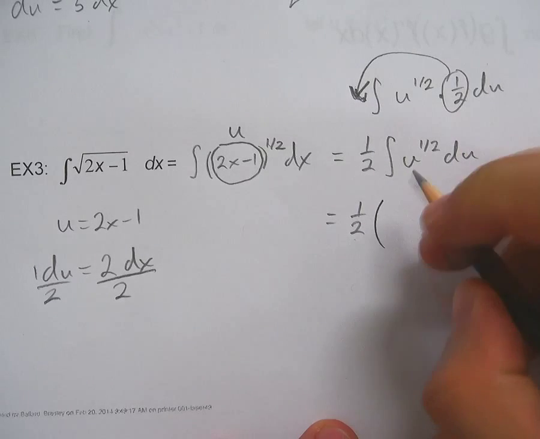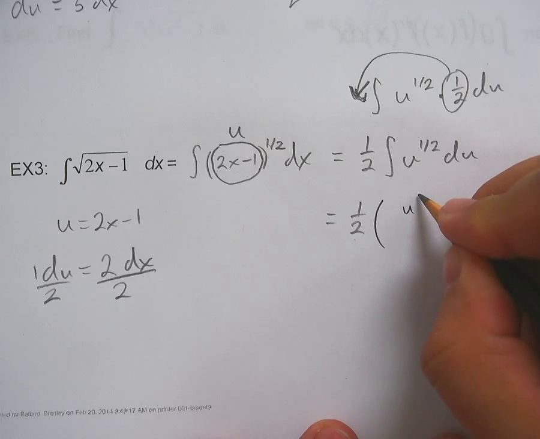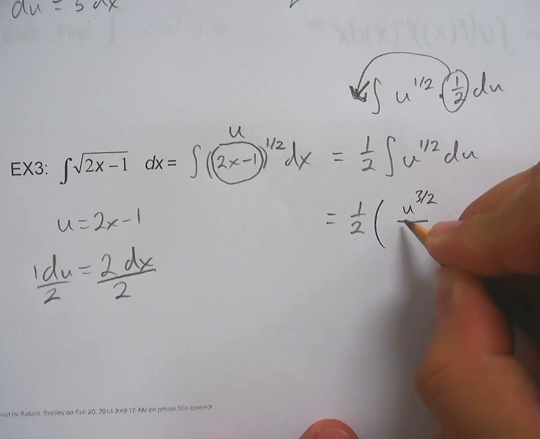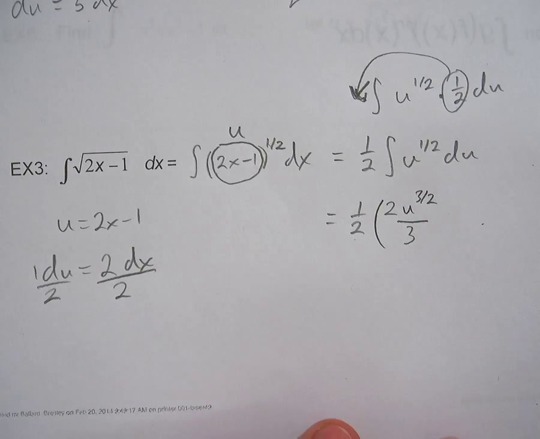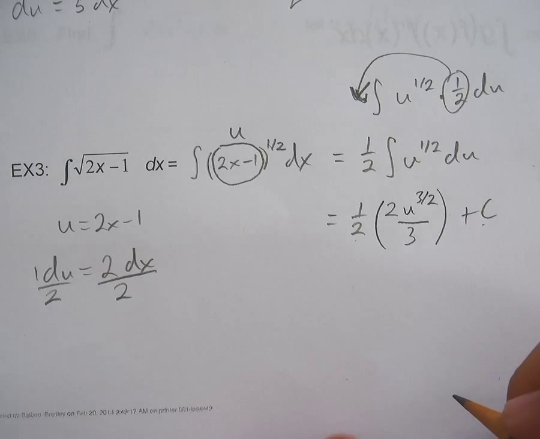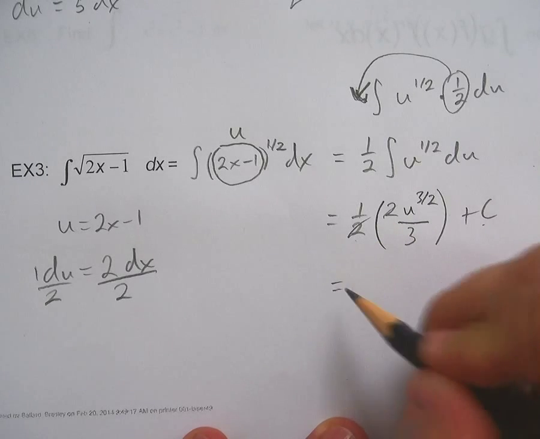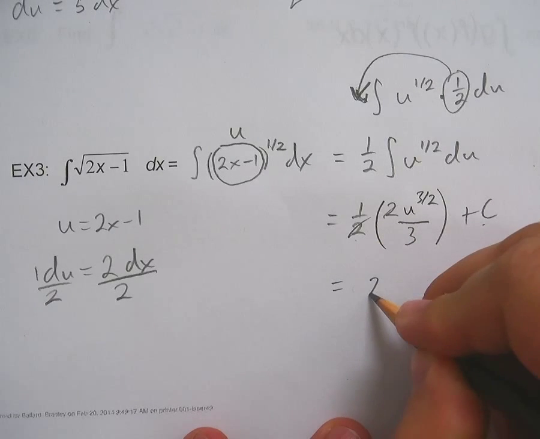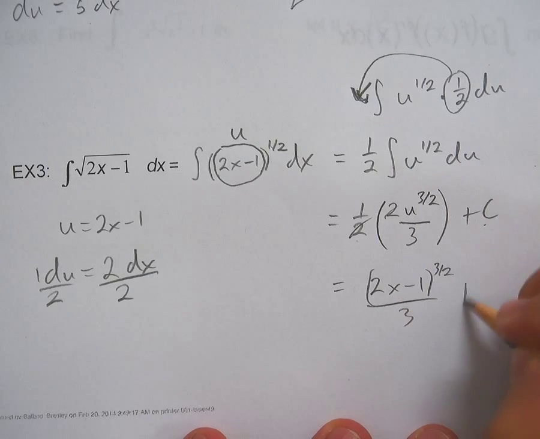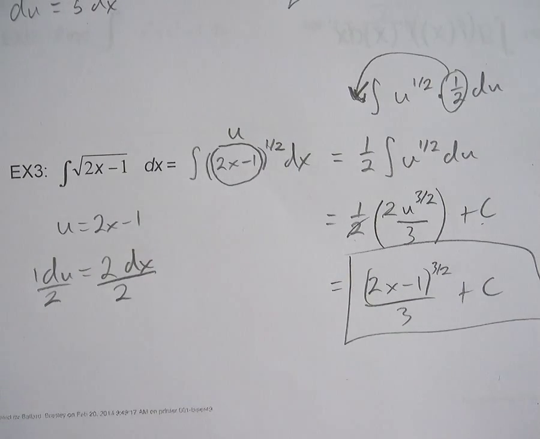And the integral of u to the 1/2 is u to the 3/2 over 3/2, so that'll be 2 over 3, plus c, which your 2's will cancel. And plug in u, you've got (2x minus 1) to the 3/2 over 3 plus c. See, look at how much easier that makes it, that u substitution. Imagine doing this without u substitution and how complicated this junk would get.